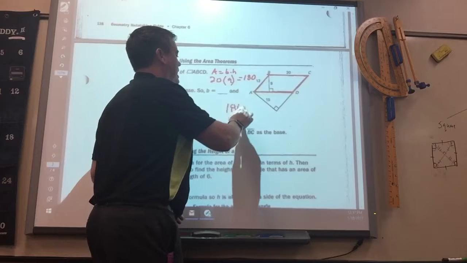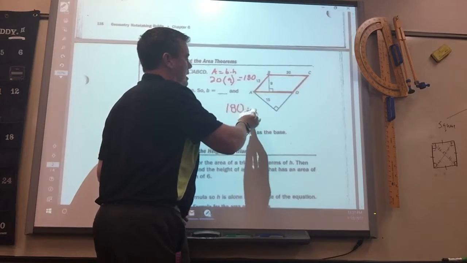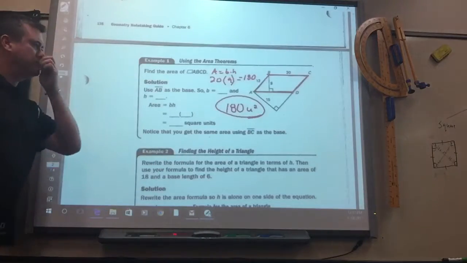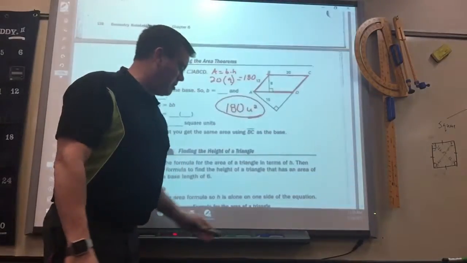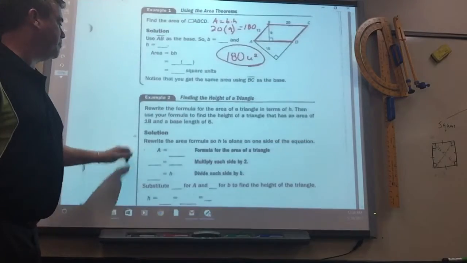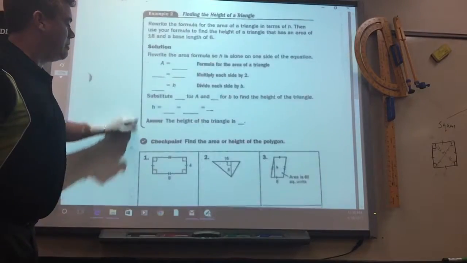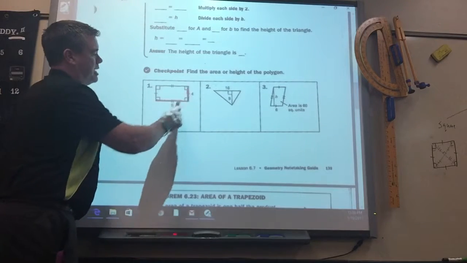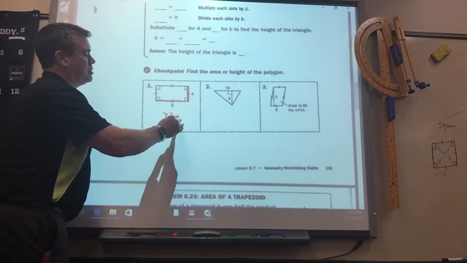But if you want to get in the habit of labeling them every time, you would use a U for unit squared. But again, since it doesn't have a label, it wouldn't be wrong if you didn't. Okay. Rectangle, simple enough. I hope everyone knows that. 8 times 4, it's 32 units squared.